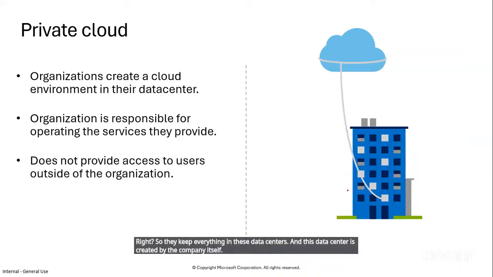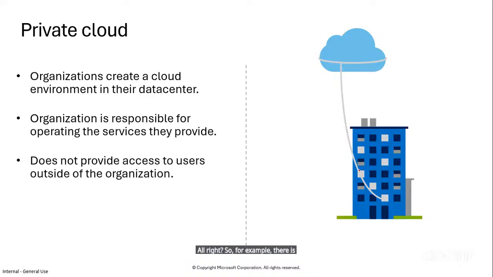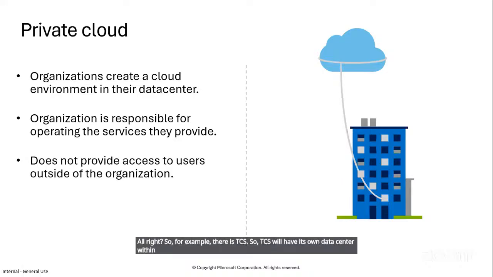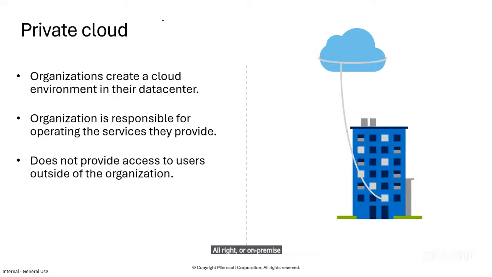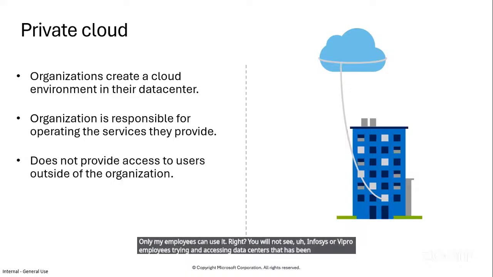And this data center is created by the company itself. All right. So for example, there is TCS. So TCS will have its own data center within its office campus. So it's called an on-premises data center also. All right. Or on-premise. That means it is in my premise. All right. It's in my location. Only my employees can use it. Right. You will not see Infosys or Wipro employees trying and accessing data centers that have been created by TCS. They will not do that.